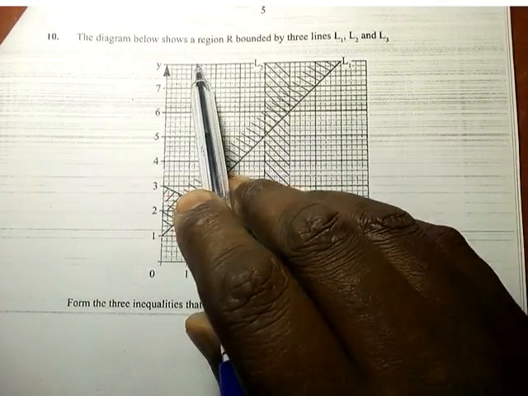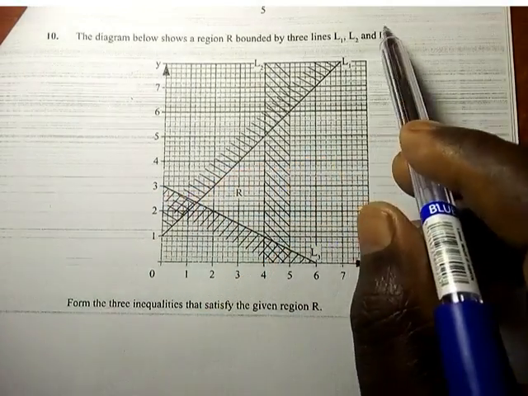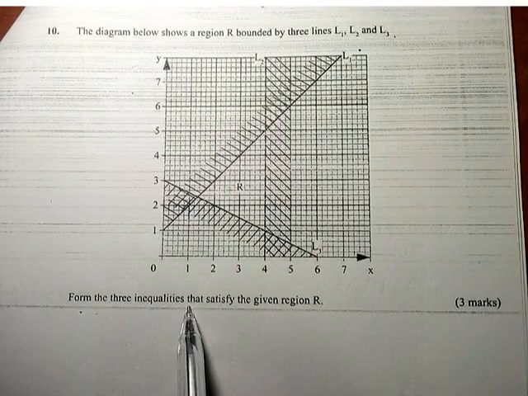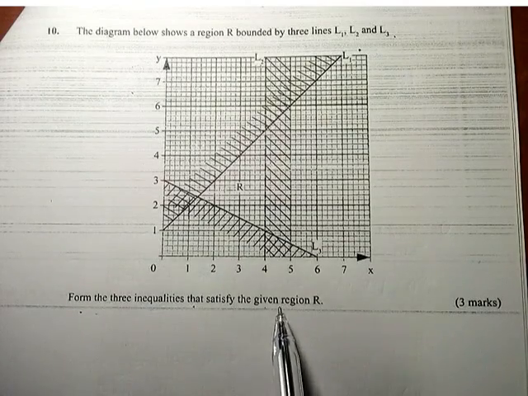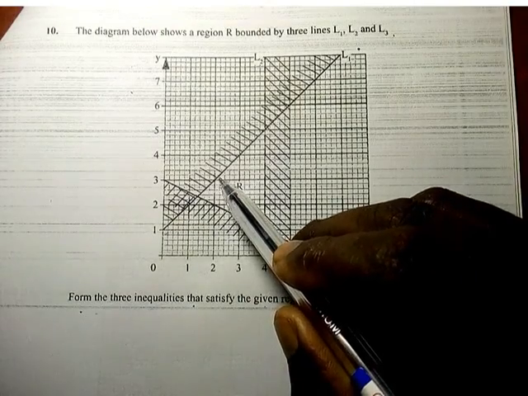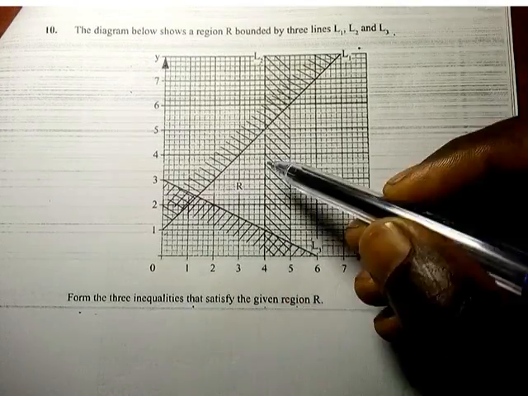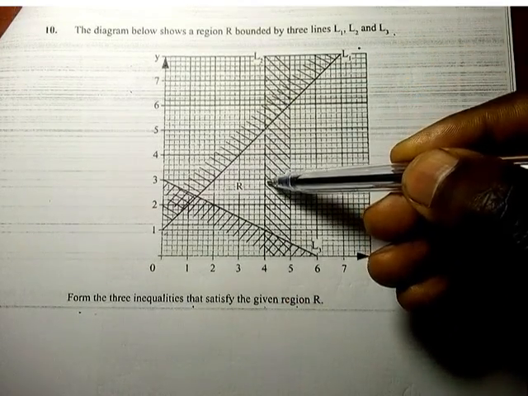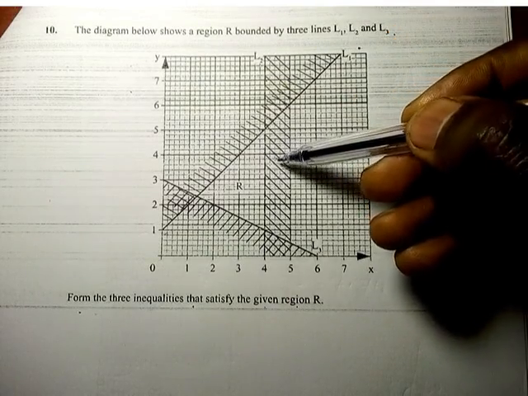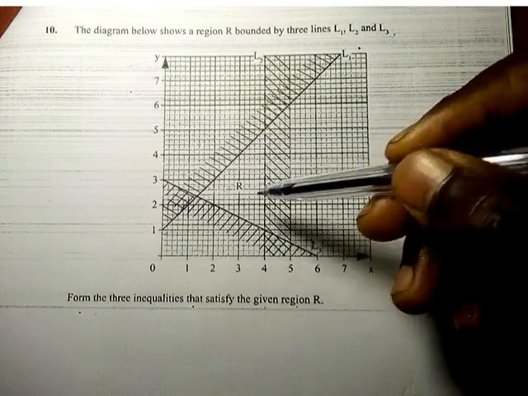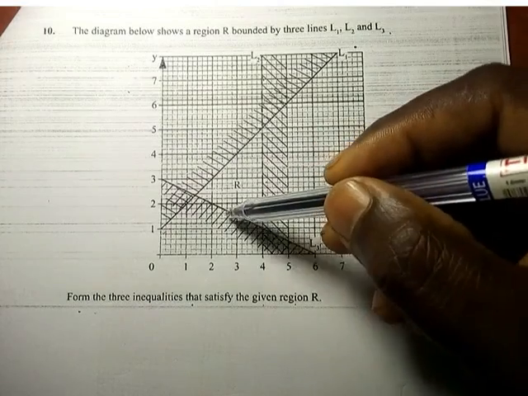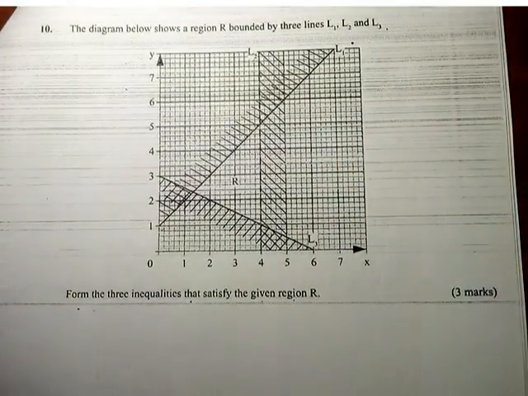The diagram below shows a region bounded by 3 lines, L1, L2, L3. Form the inequalities that satisfy the given region. So find the inequalities. We have been given lines. If a line is drawn complete like this, it means it is less or greater. If a line is drawn as a dotted line like this, this one drawn dotted is L2, that means it is either less or greater. If it is drawn as a full complete line, it is greater or equal or less or equal to. You need to know that.